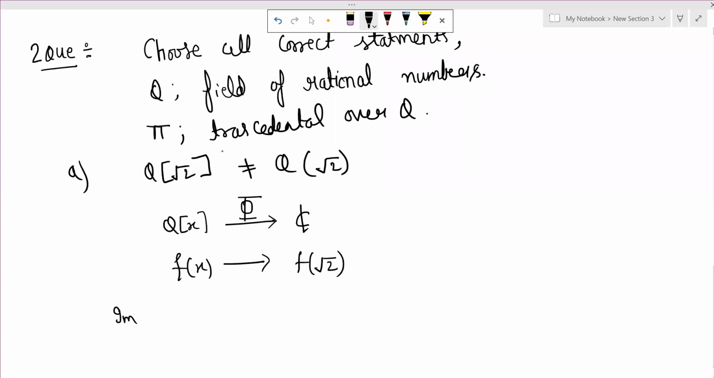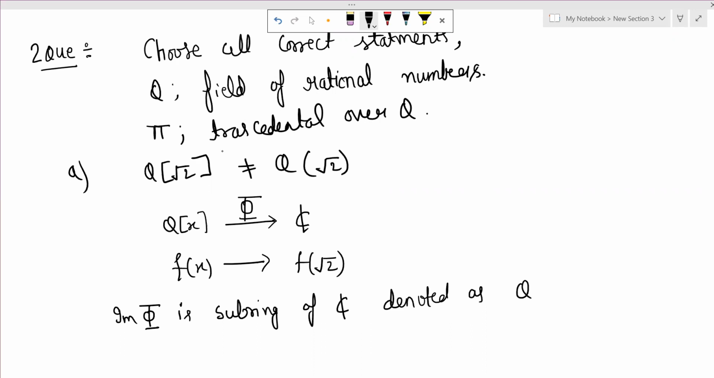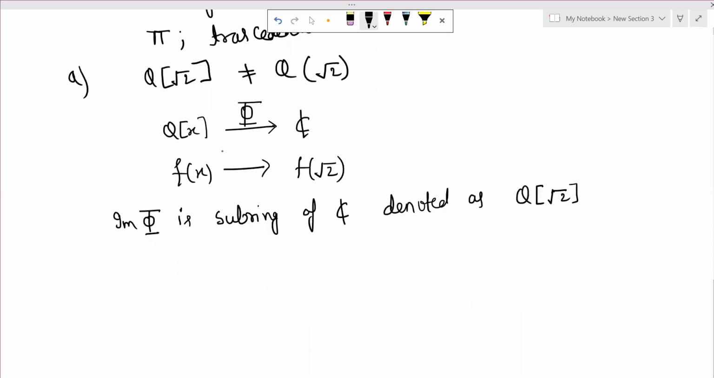Let's name this morphism phi. He is saying the image of phi is a subring of C, denoted as Q square bracket root 2. And what is Q round bracket root 2?